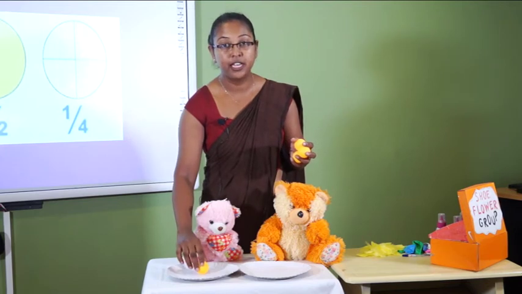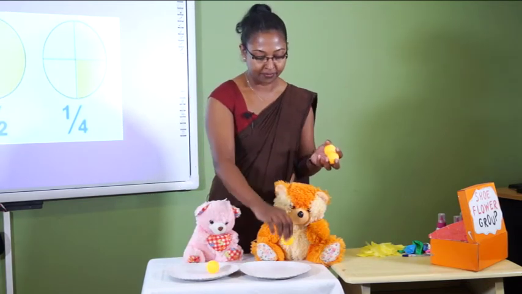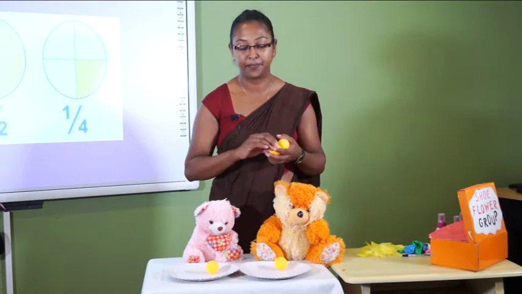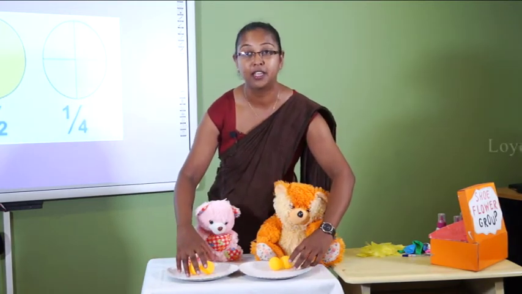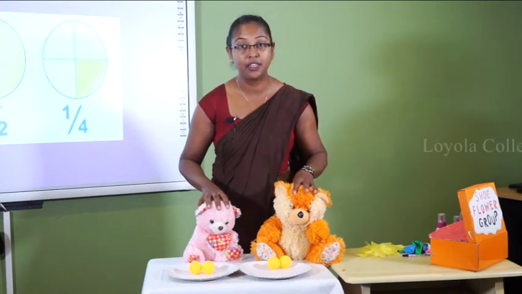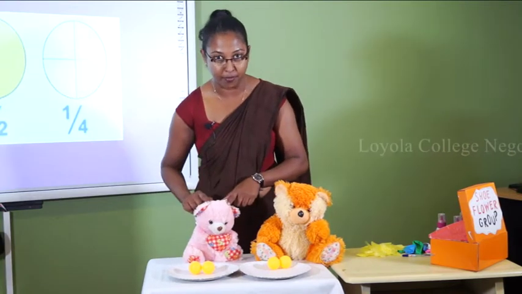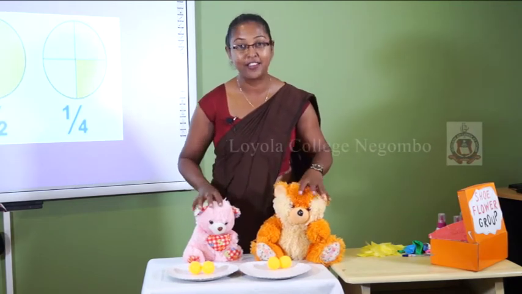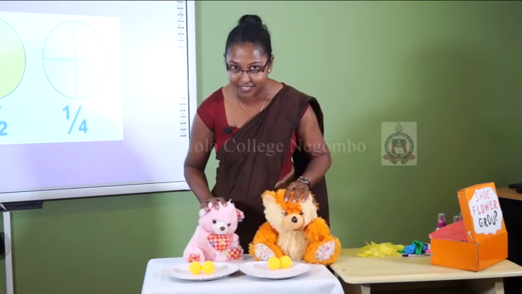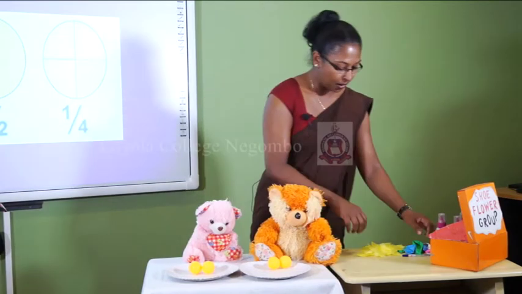I'll give 1 for Terry, 1 for Bunny. 1 for Terry, 1 for Bunny. Now, do they have equal with them? 2 for Bunny, 2 for Terry. Okay, they have equally. Now, no fights. Good.